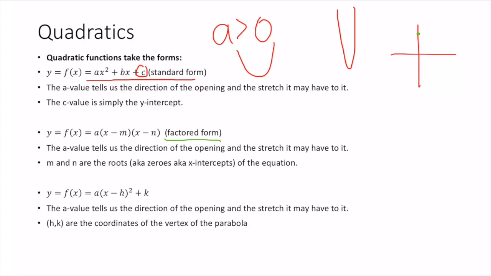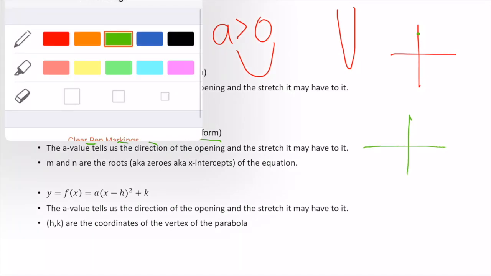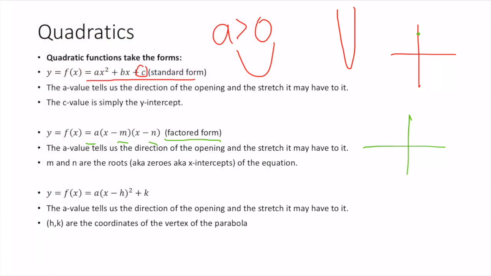Next one is factored form. The a value again is the direction of the opening and the stretch. Now m and n here give us the roots. You will hear a whole bunch of different words for roots: roots, zeros, x-intercepts, or even solutions. All those are where our quadratic crosses the x-axis. We'll talk about those more in a sec.